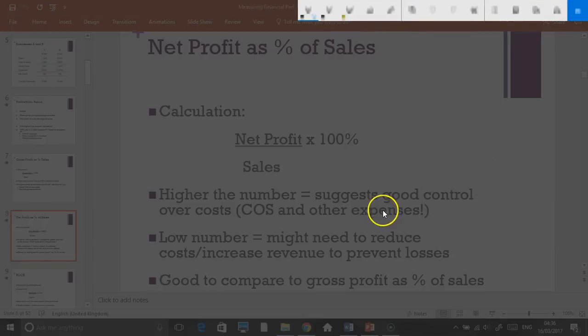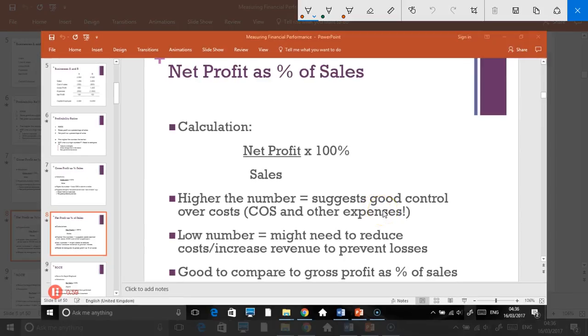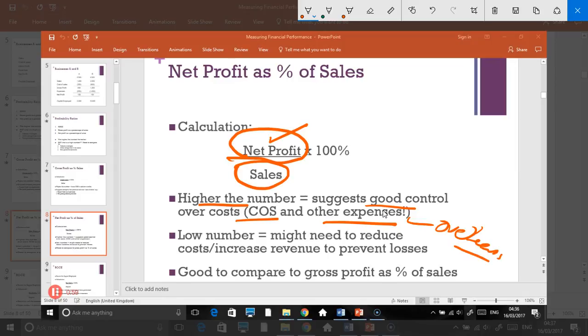The net profit margin says to us, okay then, now let's focus on your net profit and compare it with sales. How much eventually are you keeping for yourself? And of course, again, the higher the number, it means that you are having good controls over cost of sales and other expenses, all these overheads. I mean, ultimately, we wish to eliminate overheads, right? And it's really for decision making.